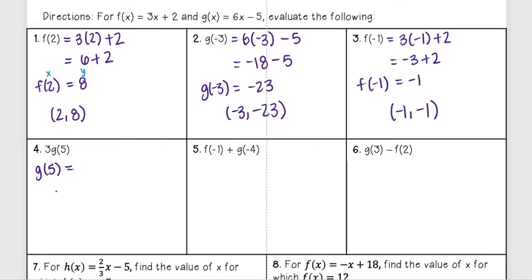So finding g of 5, that means I'm plugging in 5 for x. So instead of 6x, I have 6 times 5 minus 5. Well, 6 times 5, I get 30, minus 5 is just 25. And then now, in my last step, I need to multiply that by 3. And so 3 times 25, I get 75. Now I'm going to show you a different way to do it.